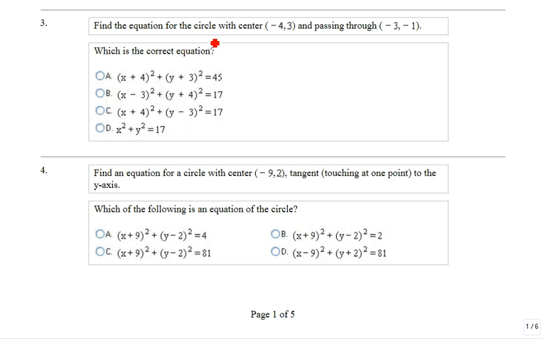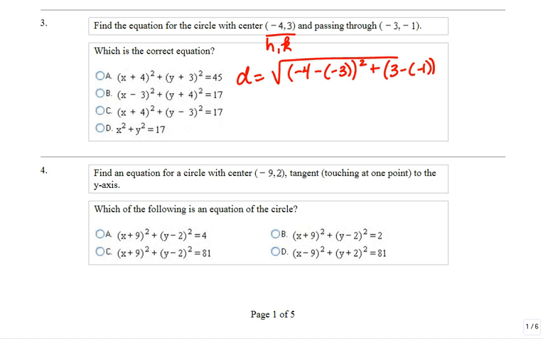Find the equation for the circle with center negative 4, 3 and passing through negative 3, negative 1. So this one is different. We know the values of h and k, but we do not know r. So to find r, we have to find the distance between (-4, 3) and (-3, -1). So we can plug into the formula: (-4 - (-3))² + (3 - (-1))².